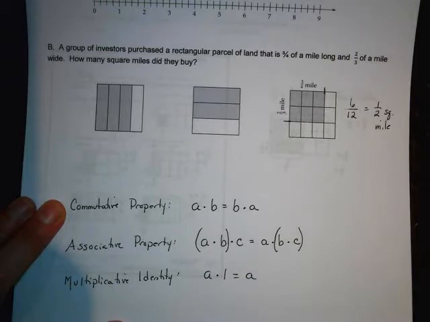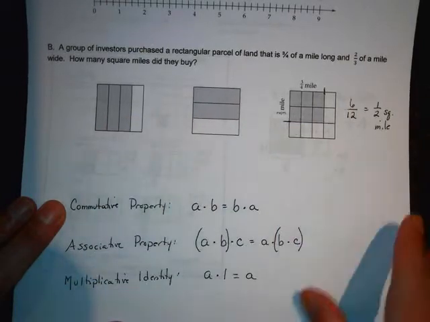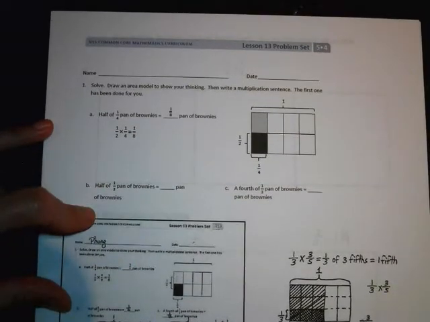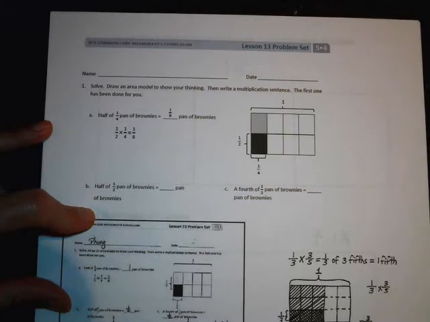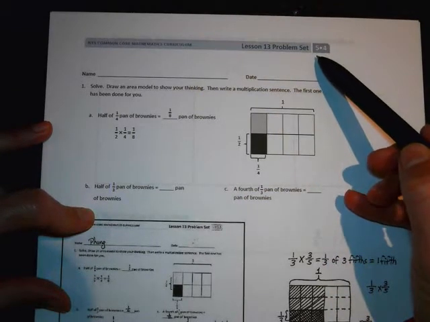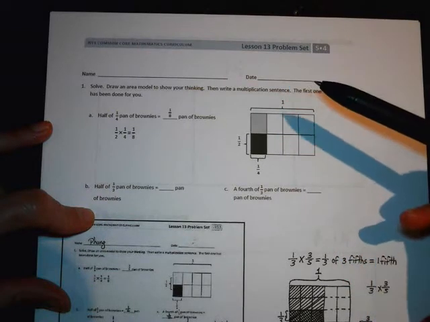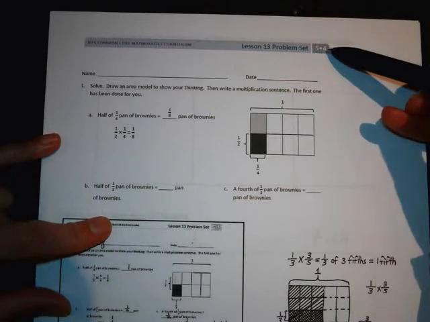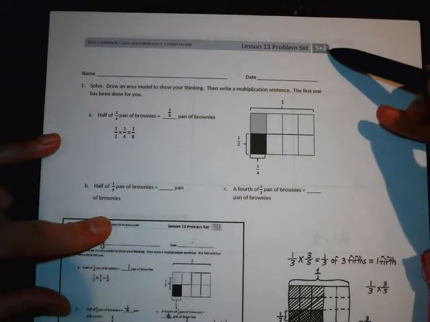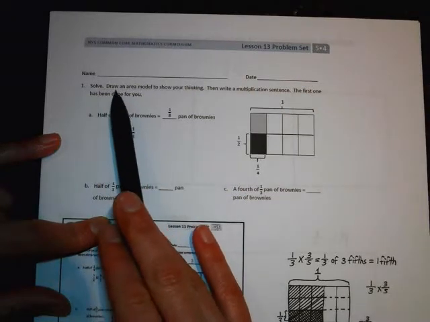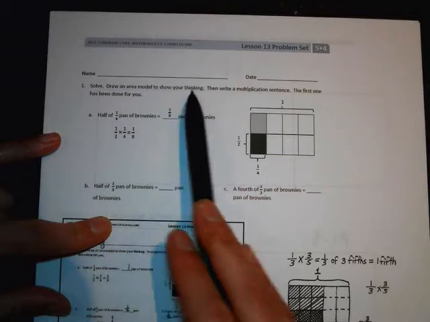All right, so let's look at the area model. Engage New York loves their pans of brownies. I think all the questions deal with pans of brownies for these 5th graders. This is 5th grade, module 4, lesson 13. If you went into the computer and searched Engage New York, grade 5, module 4, lesson 13, this is what would come up. It says solve, draw an area model to show your thinking. The area model is this picture. Then write a multiplication sentence, and the first one's been done for you.